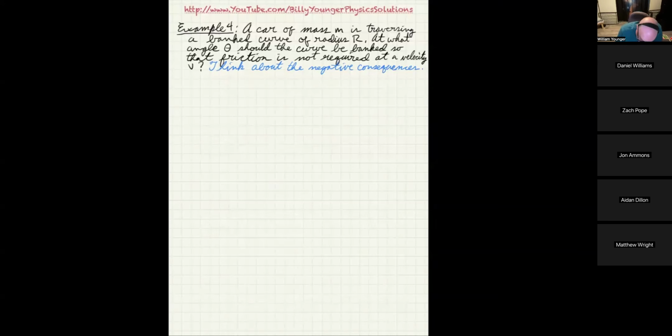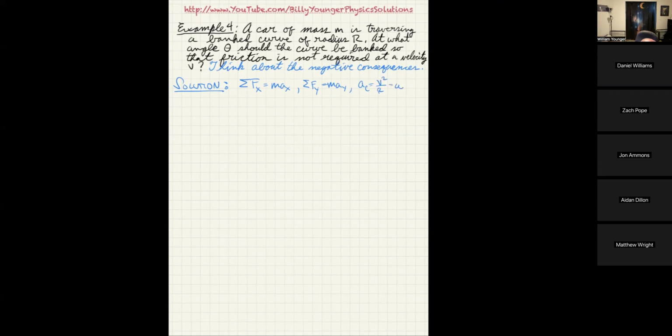Okay, so solution. What we know is we're going to use the summation of forces in the x direction equals mass times acceleration in the x direction. The summation of forces in the y direction equals mass times acceleration in the y direction. And we're going to use that the centripetal acceleration is equal to v squared over r, or omega squared r, whichever one.